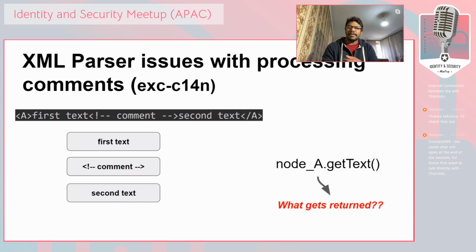So the problem is in the implementation of this get text or get string method in these DOM parsers or SAX parsers or whatever the library. Sometimes it actually tokenizes the content of the element and returns the first part of it that appears before the comment. Sometimes some of the parsers behave such that they return the second part of it, right?